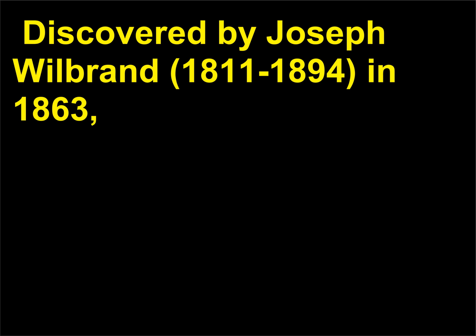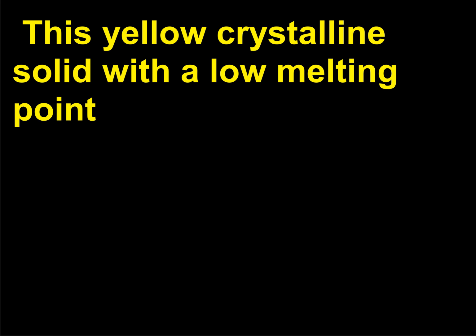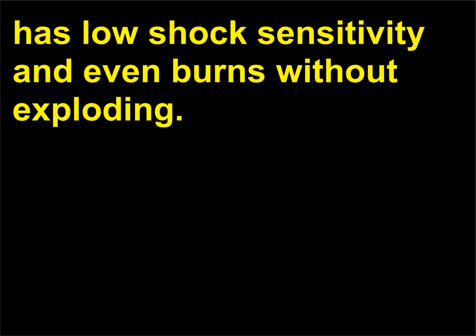Discovered by Joseph Wilbrand, 1811 to 1894, in 1863. It is made by treating toluene with nitric acid and sulfuric acid. This yellow crystalline solid with a low melting point has low shock sensitivity and even burns without exploding. This makes it safe to handle and cast, but once detonated, it explodes violently.